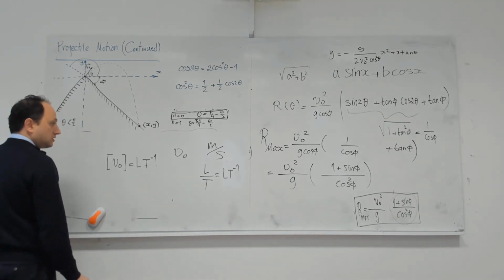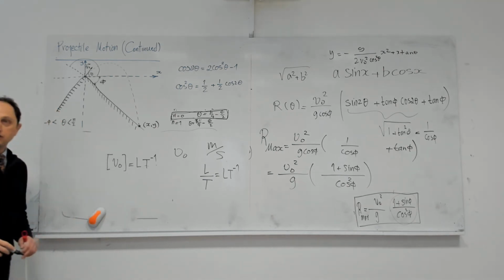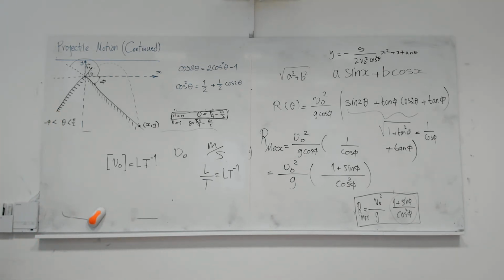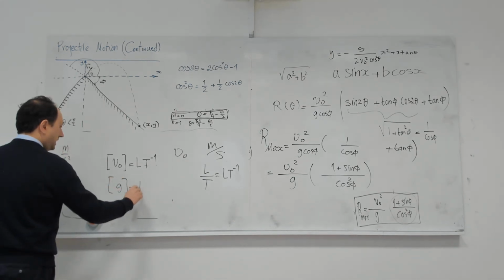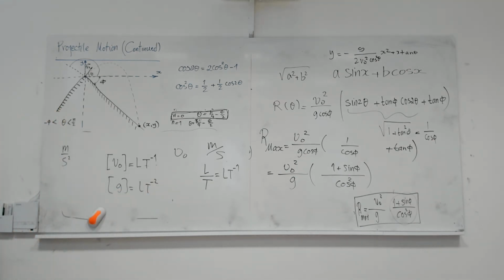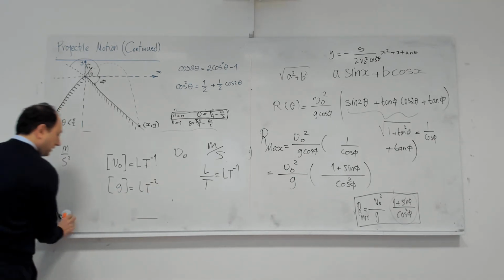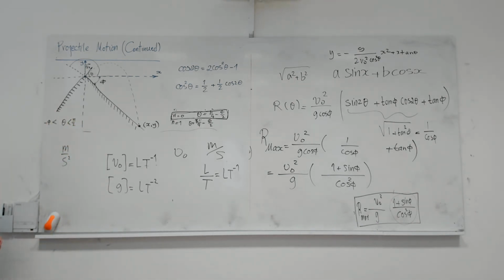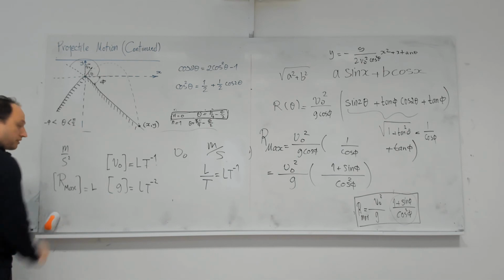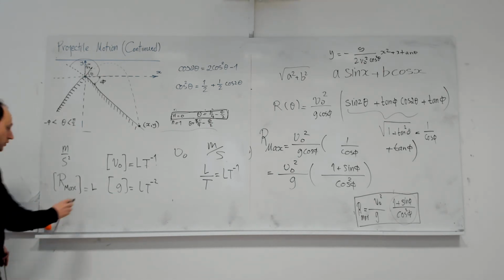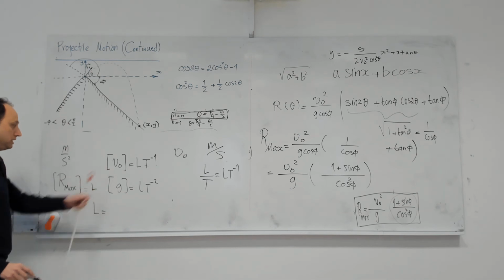And then, so here, what is G? What are the units of G? I'm always confused about this. Yes. M divided by S squared. So it becomes what? LT minus 2. Yes? That is the dimension of that. Okay. And now, what is the dimension of R max? Length. Yes? Okay, so you want to have length with some combination of V.